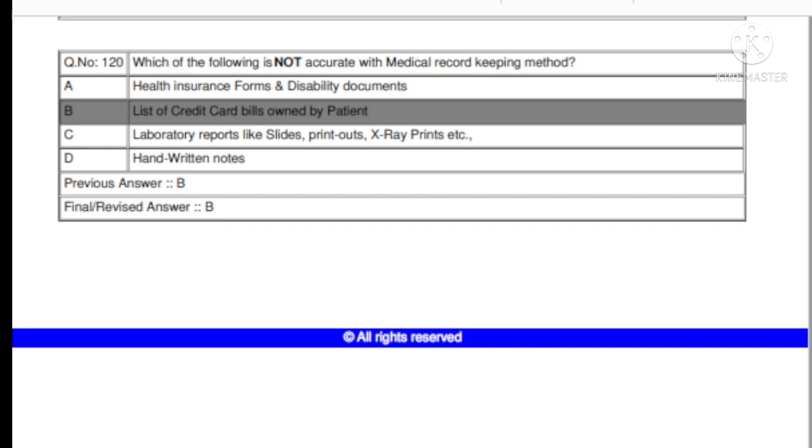The question here asks us not accurate with medical record keeping methods. Health insurance is related to the medical record keeping methods. Laboratory reports, x-ray prints are also required with respect to the medical record keeping. Handwritten notes may also be required, but list of credit card bills owned by the patient is not accurate with medical record keeping methods.